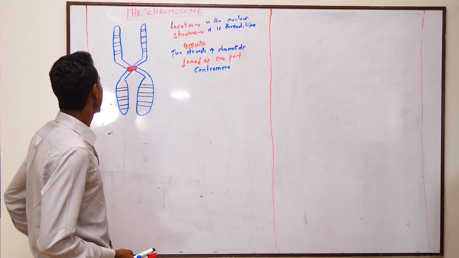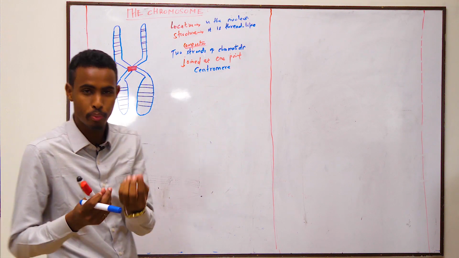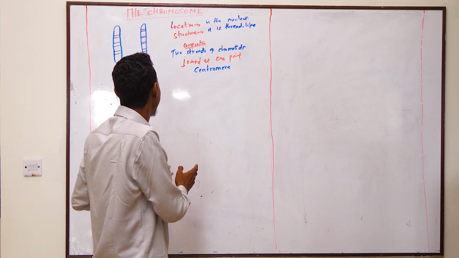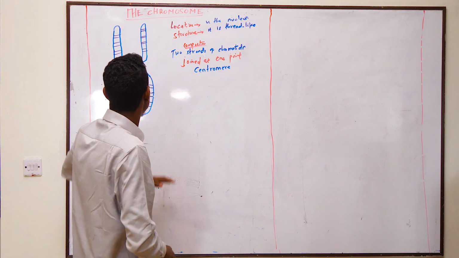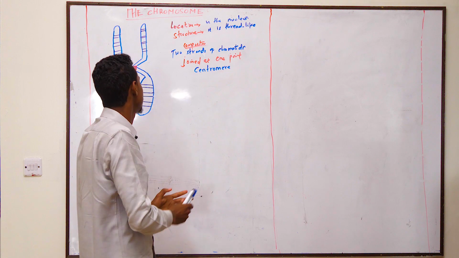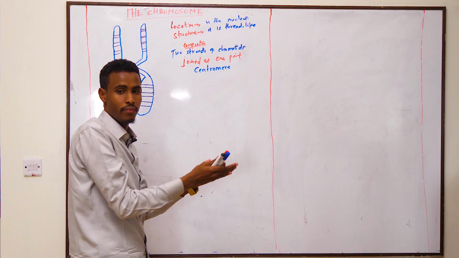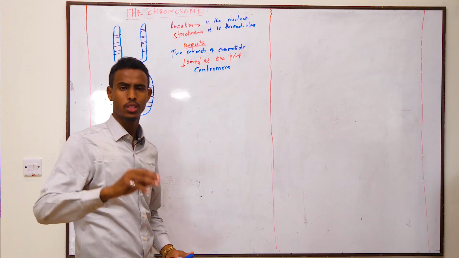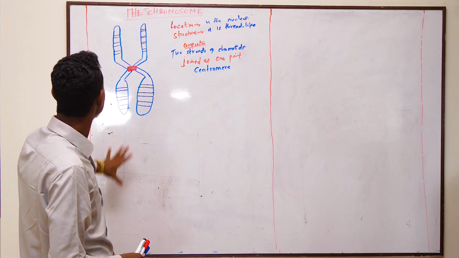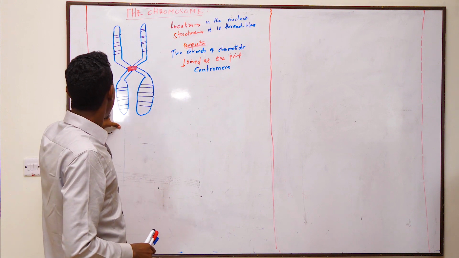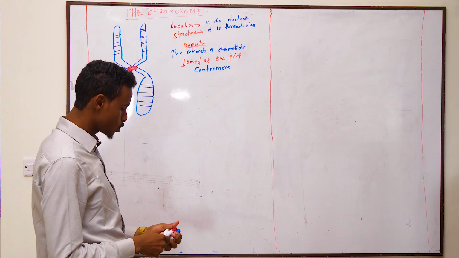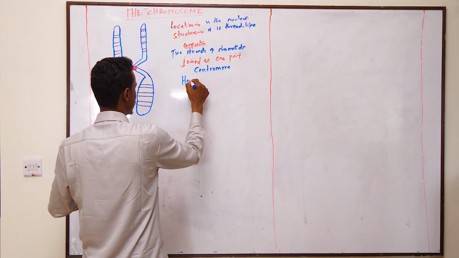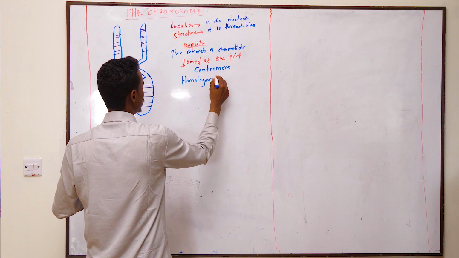What you know is that chromosomes exist in pairs. What does a pair mean? Two chromosomes aligned together, lying side by side. Two chromosomes lying side by side are called bivalent. Another important thing is that chromosomes existing in pairs are what we call homologous chromosomes.